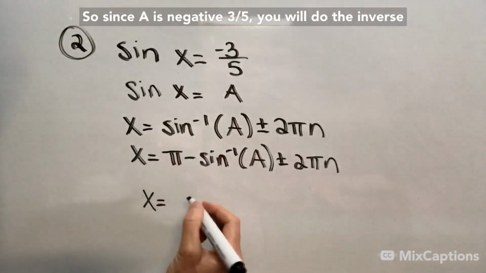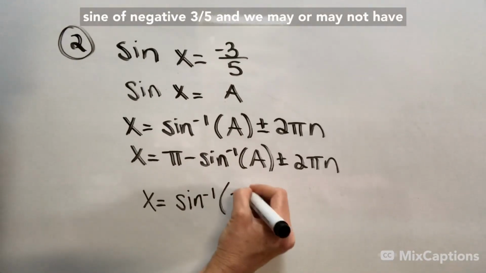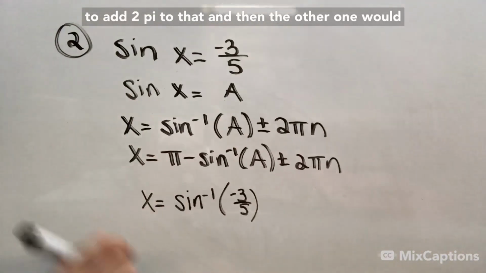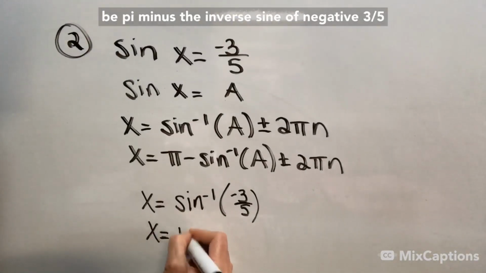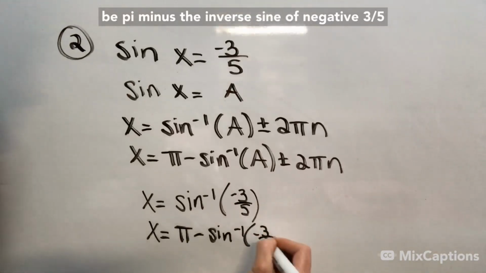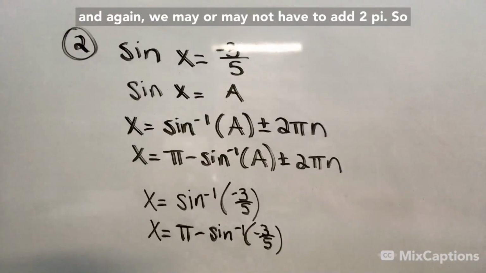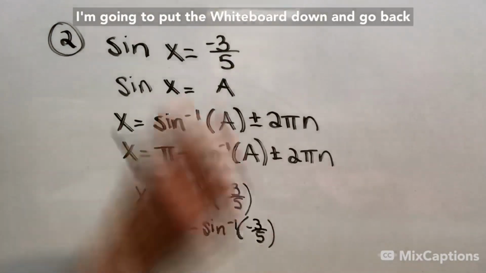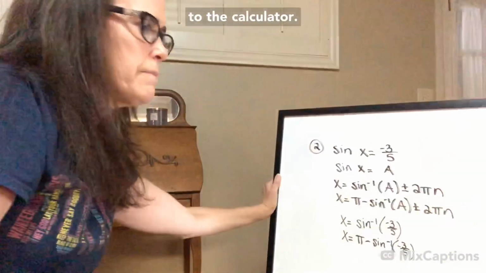So since a is -3/5, you will do the inverse sine of -3/5, and we may or may not have to add 2 pi to that. And then the other one would be pi minus the inverse sine of -3/5. And again, we may or may not have to add 2 pi. So these are the two things we're going to do on our calculator in just a minute. So again, I'm going to put the whiteboard down and go back to the calculator.